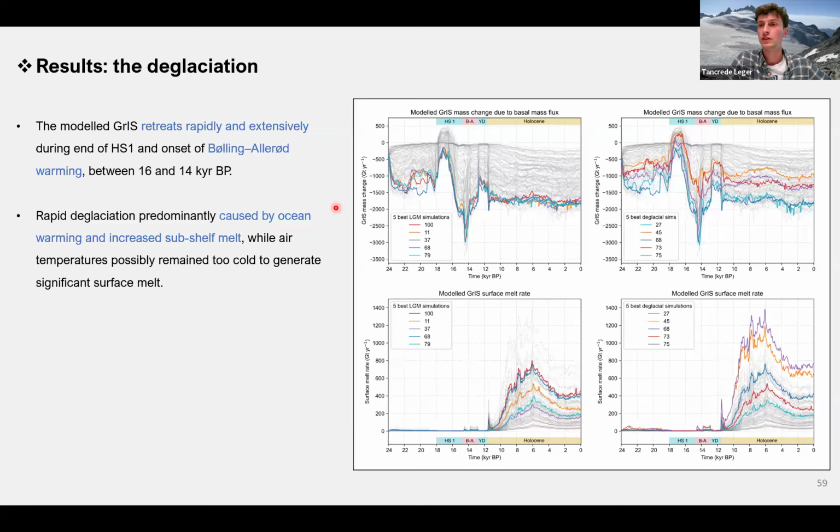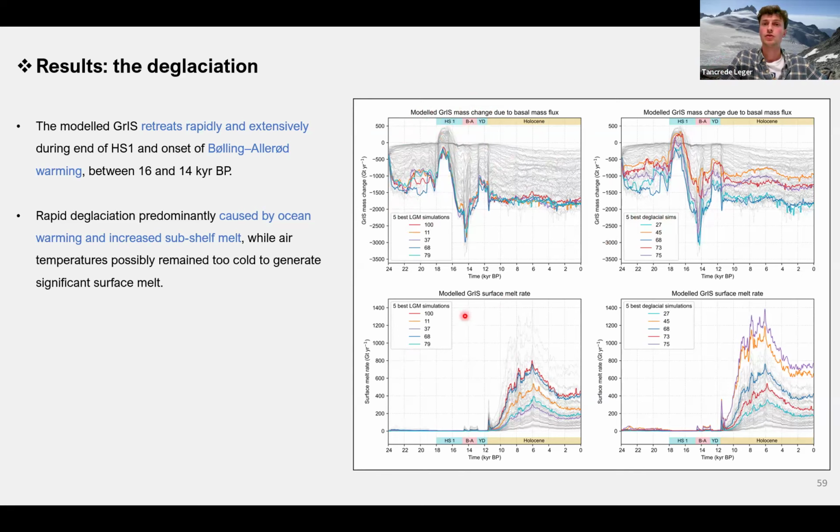So I tried to show this in these plots. On the top panels, we have modeled ice sheet mass change due to basal mass flux. This is basically all caused by subshelf melt, because at the time we have marine terminating ice sheets around the majority of the periphery of the ice sheet. And I've shown it for the 5 best simulations at the LGM test and also at the deglacial test, so test number 1 and test number 2.